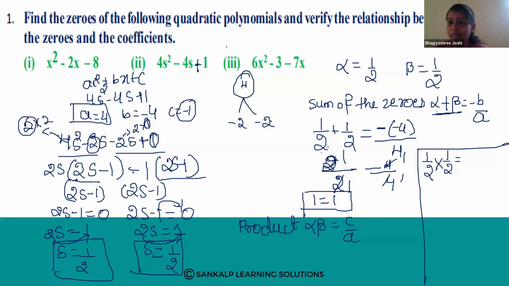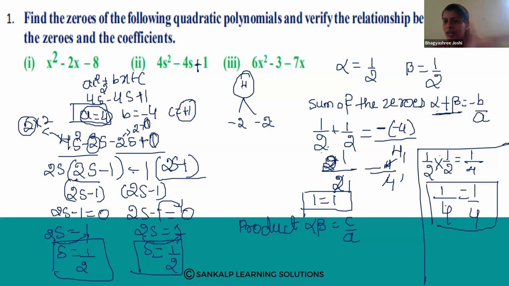You know, c value is plus here. So I have changed here. Okay, c value is plus. Okay. C is plus divided by a value is 4. So observe here, a value is 4. 1 divided by 4. 1 into 1, 1. 2 into 2, it is 4. 1 divided by 4 is equal to 1 divided by 4. So here also both the values are matching. Both the values are same. Therefore, the relation holds or it is verified.